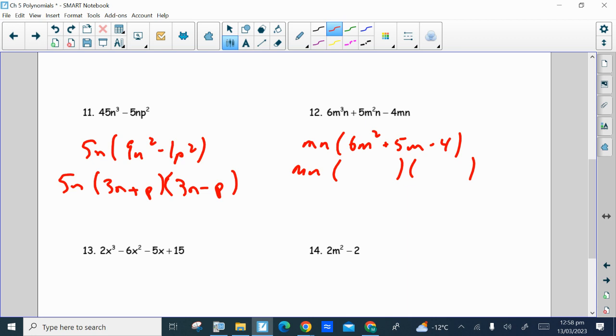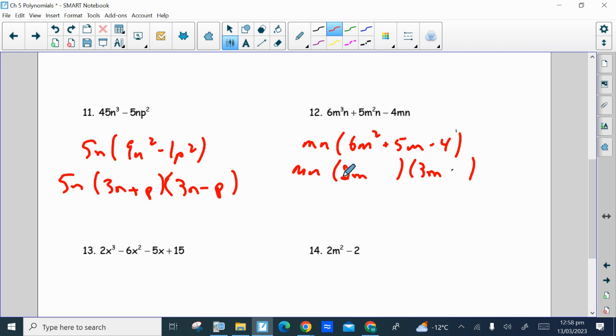it's 6. So the front numbers here in these binomials multiply to get 6m squared. We will try 2m and 3m first. And if we can't make those work, then we'll try 1m and 6m. The last numbers have to multiply to get negative 4. It's either 2 and 2 or 1 and 4.